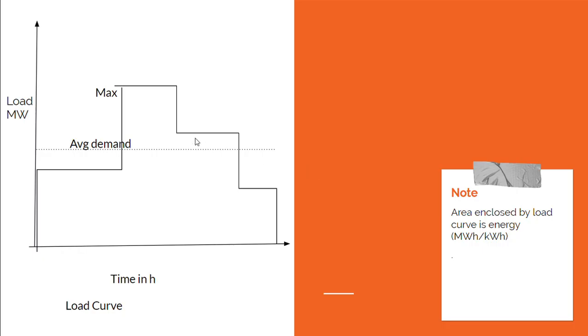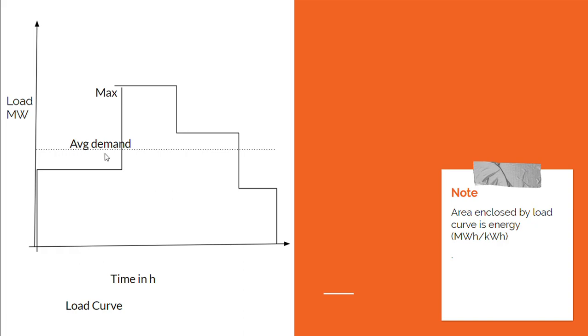Now, if you look at this figure, it might happen that the plant, let us say this is a 100 megawatt plant, and 100 megawatt is somewhere here, and the maximum demand is, let us say, 90 megawatts. So 90 megawatt is somewhere here and 100 megawatt is somewhere here. Then in this case, the plant load factor and plant capacity factor would be different, right?